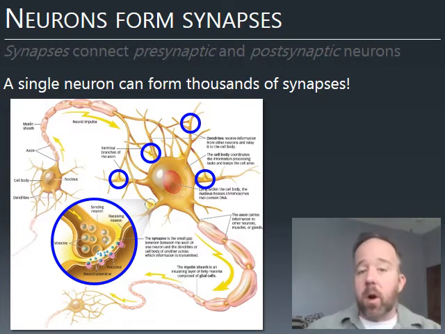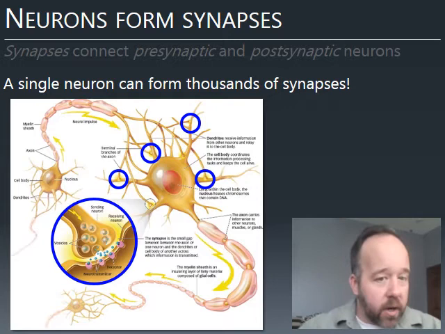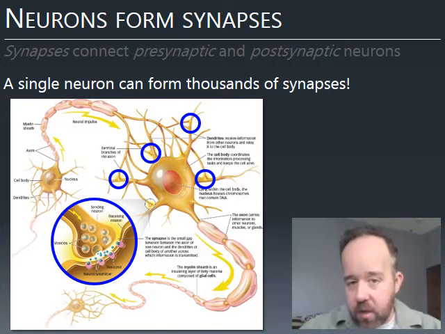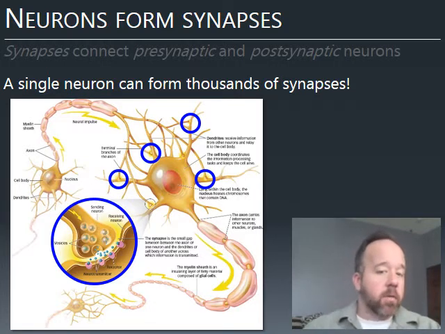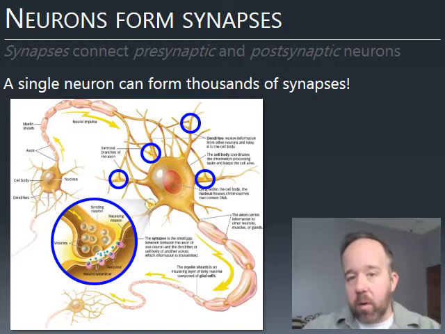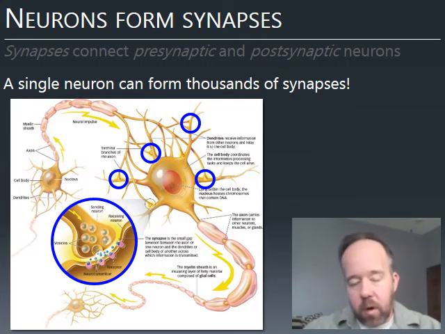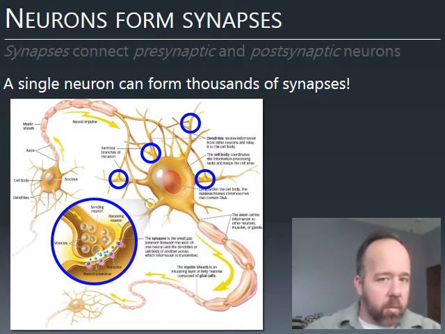And this cartoon may look complex, but it's relatively simple compared to reality, where a single neuron can form thousands of synapses. So it can receive information from thousands of neighbors or from a single neighbor many, many times over. And it can also send information to thousands of neighbors or the same set of neighbors many times over. So you get a lot of complex patterns of connection between various neurons in the brain.